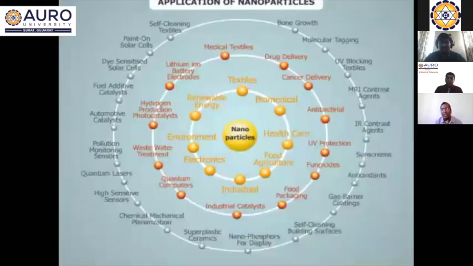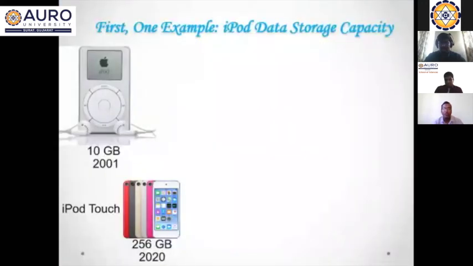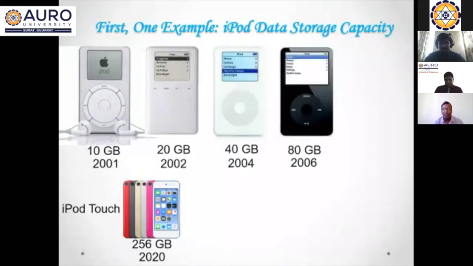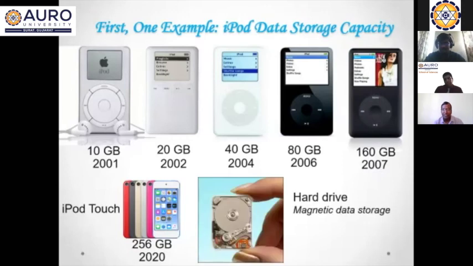Nanoparticles are used in different areas like renewable energy, biomedical, healthcare, industrial, and electronics. Let's see some applications in detail. For example, the first iPod came in 2001 with a data storage capacity of 10 GB, and by year it increased. Now in 2020 we are using iPods with 256 GB of data storage capacity, but with some advanced features like long battery life, touch screen, and smaller size. Even for the hard drive, magnetic data storage, nowadays people are using solid state drives. The reason is that the magnets are going down to the nanoscale, and that's the reason they are using nanotechnology.